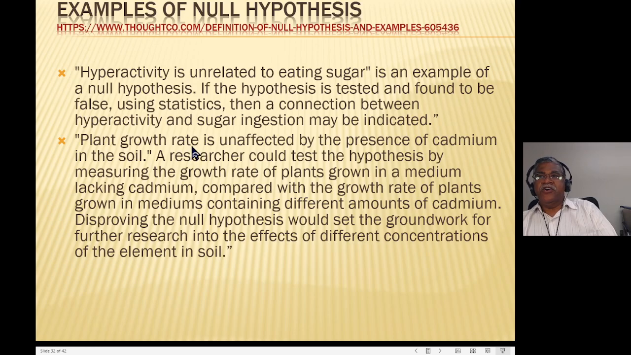Plant growth rate is unaffected by the presence of cadmium in the soil. Unaffected. Okay, now say I'm conducting two experiments, one with soil which perpetually has cadmium in it and the other soil does not have cadmium in it, and they both grow at the same rates. You say, oh, that is correct. Plant growth has nothing to do with cadmium.